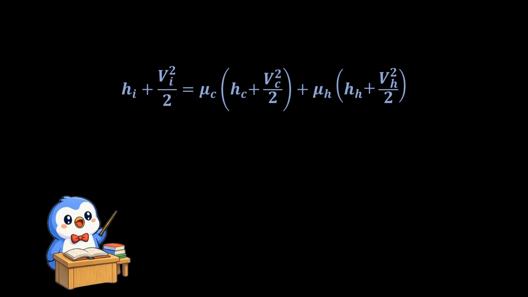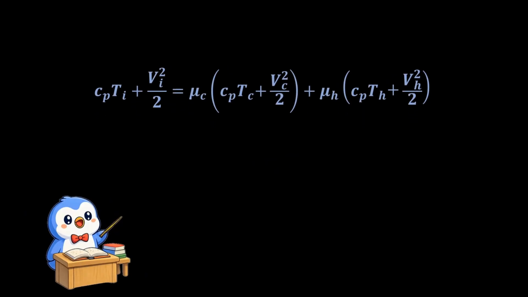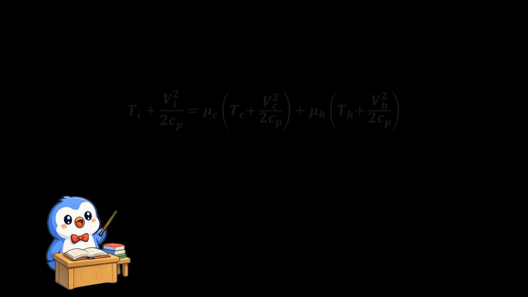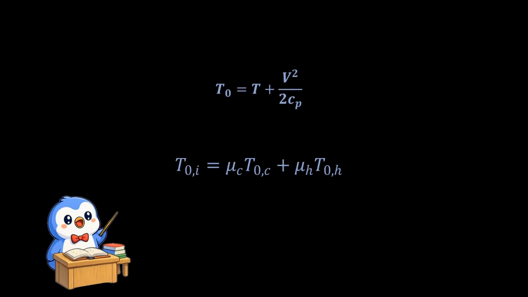For ideal gas air, enthalpy is specific heat capacity times temperature. So the equation is simplified, and if we divide by specific heat capacity, we get this. From this equation, we can write the stagnation temperature as well as the energy balance. This is a powerful result, because it tells us that the vortex tube is not just separating static temperature, it is redistributing total energy. And total energy includes more than just internal energy. It also includes kinetic energy.